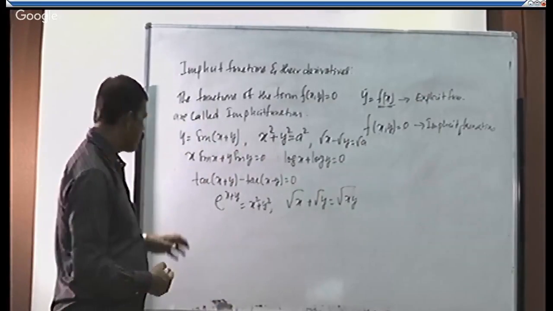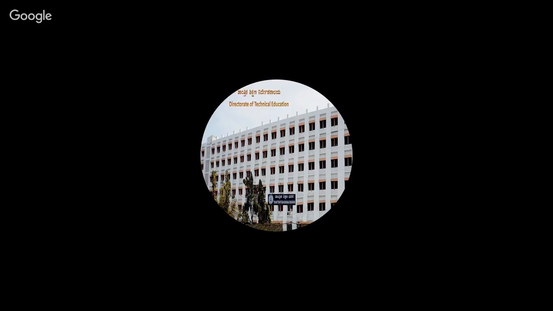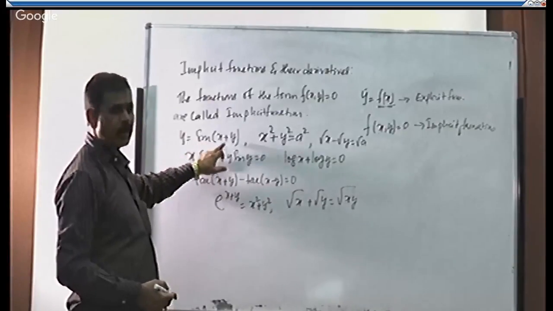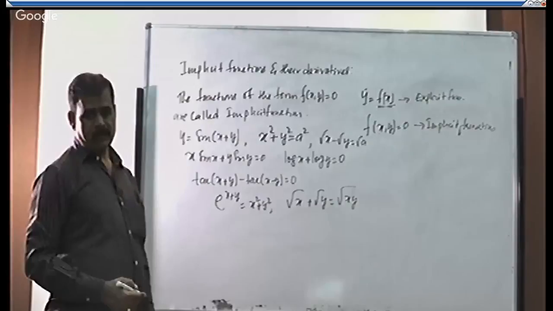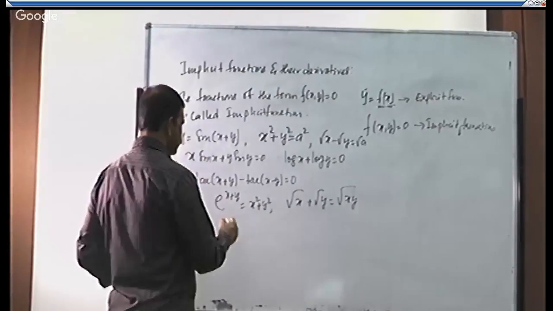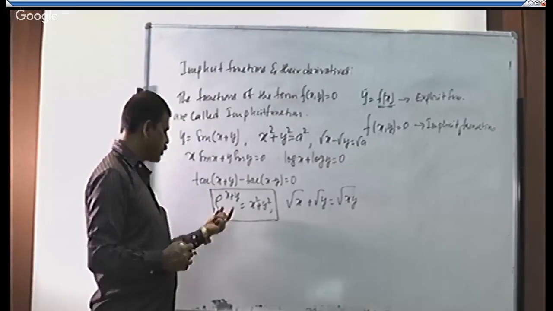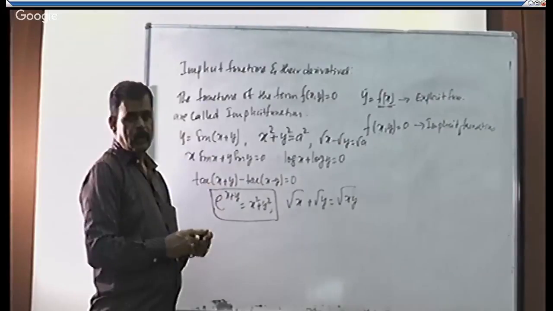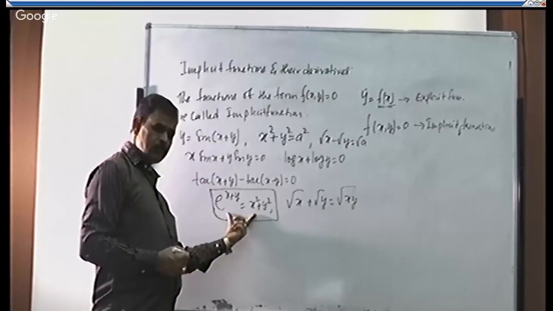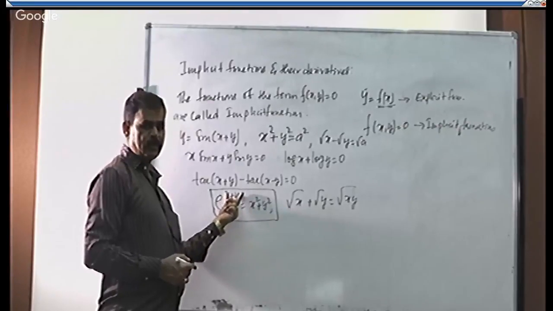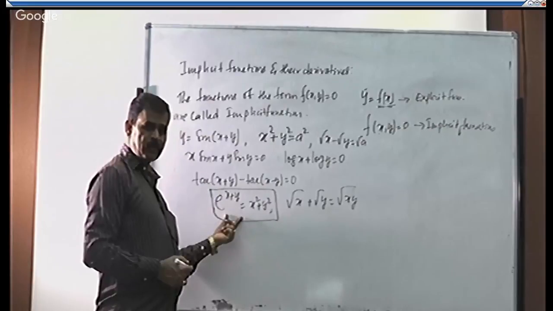For all of them, we have to find out dy by dx. Suppose if it is in x and y. Okay. How to get dy by dx? See, if I take this equation, I need to differentiate on both sides. I have to differentiate on both sides. How to differentiate this? This is treated as e to the power of function. Okay, e power function into d by dx of function.